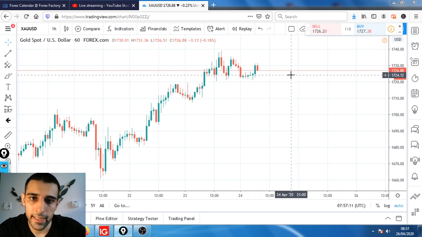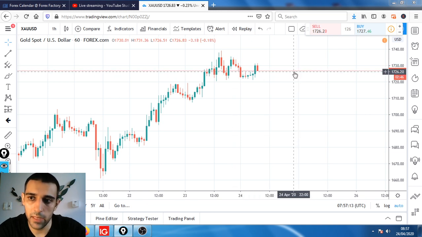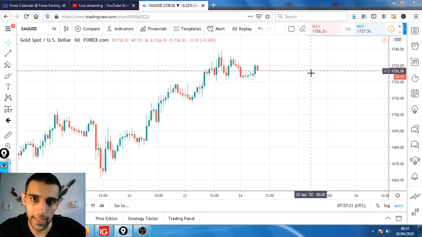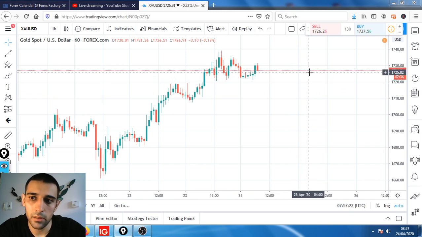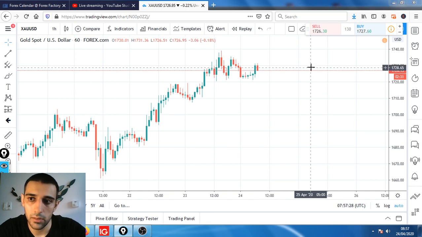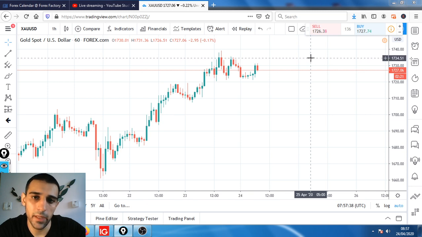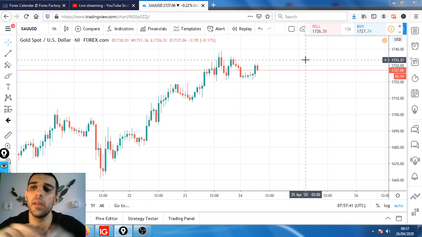So if the price comes up, let's say we're going to 1726, which one was the target? 12. Okay, so we're looking at about a 14 pip gain, and for the stop loss, let's say 26.4. We will be looking at about an 8 pip stop loss on this one, and we're going to run it to 1712.